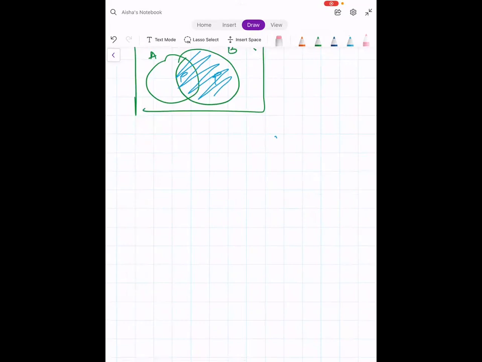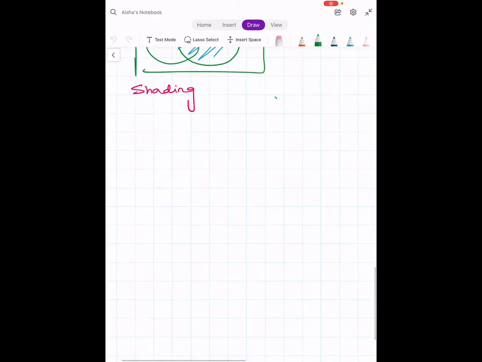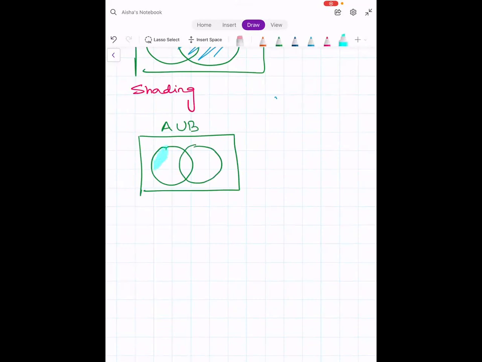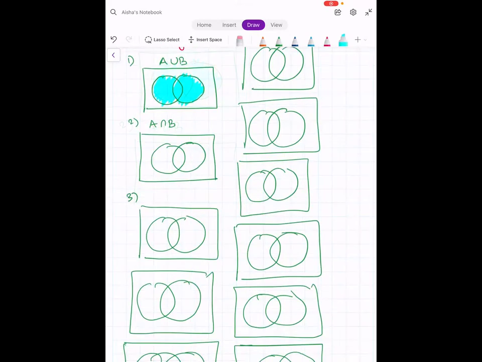Let's come to the shading of Venn diagrams. All right, so we're discussing the shading part of sets and Venn diagrams. So let's say when they say A union B, that means all of A and all of B. When it says A intersection B, and A complement union B, that means everything other than A, which is all of this.